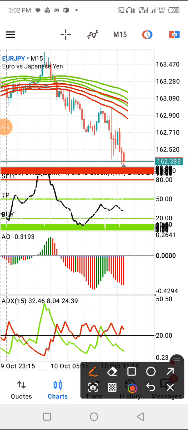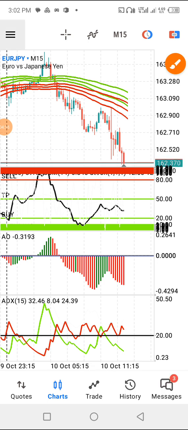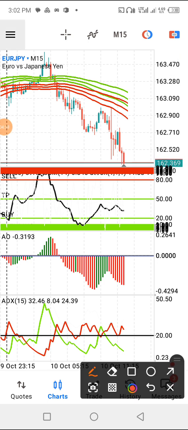Now, on the main chart, we have two Bollinger Bands. You can see them with different colors, red and green.